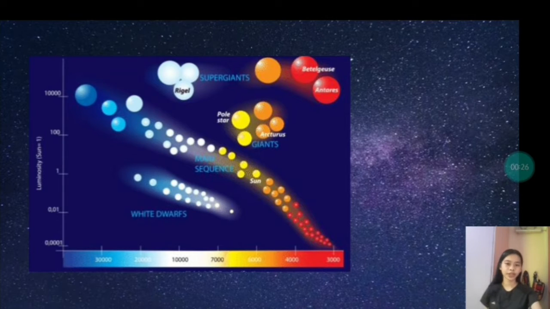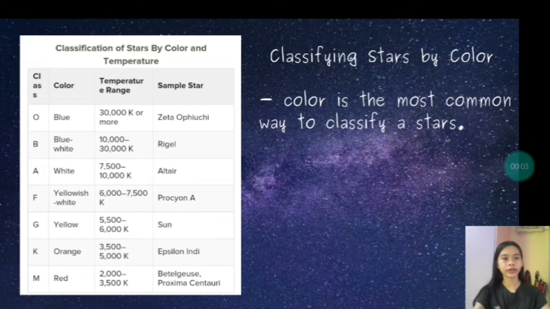The brightness of a star also depends upon both its size and its temperature. How bright a star looks from Earth depends on both its distance from Earth and how bright the star actually is. Classifying stars by color. Color is the most common way to classify a star. As you can see in the table, the class of a star is given by a letter. Each letter corresponds to a color and also to a range of temperatures.